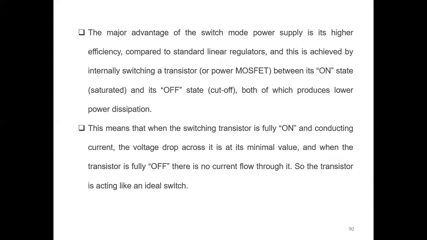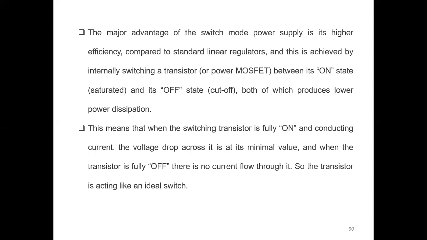The major advantage of the switch mode power supply is its higher efficiency compared to the standard linear regulator. This is achieved by internally switching a transistor between its on state and its off state, both of which produce lower power dissipation.